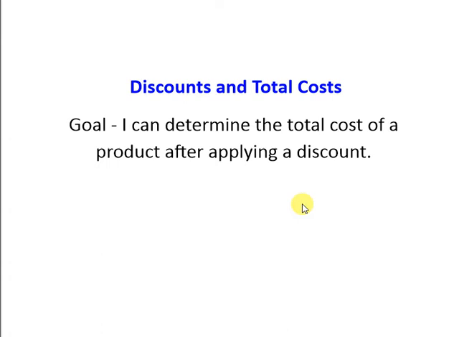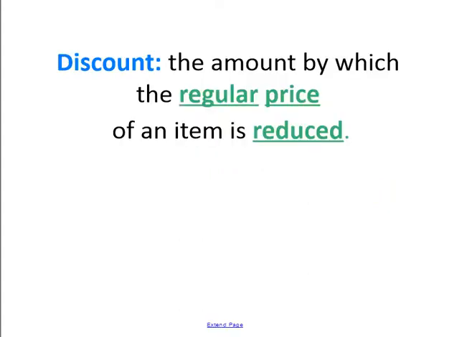All right, so in this video, we're going to talk about how to calculate a discount and the total cost of a product. So the first thing that we need to look at is the definition of discount. Discount is the amount by which the regular price of an item is reduced. An example of this is when you have a coupon or it says something is 30% off. We're going to learn how to calculate that.